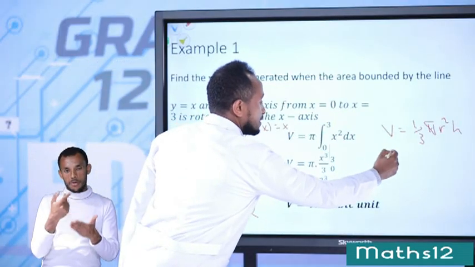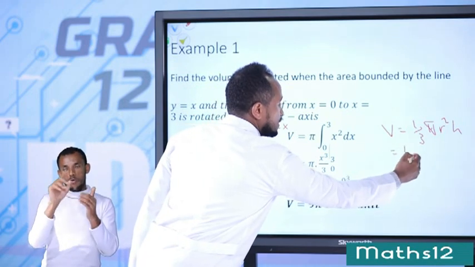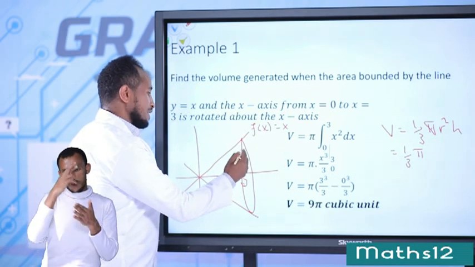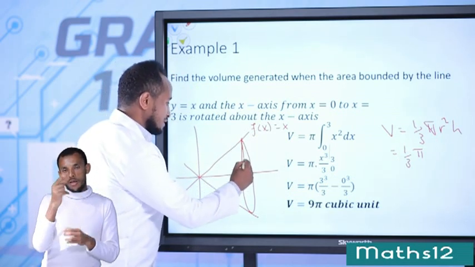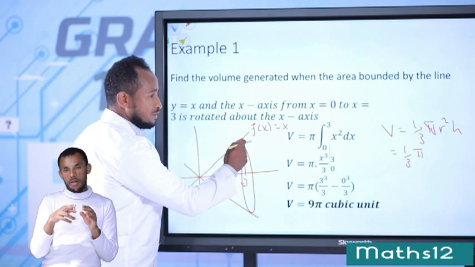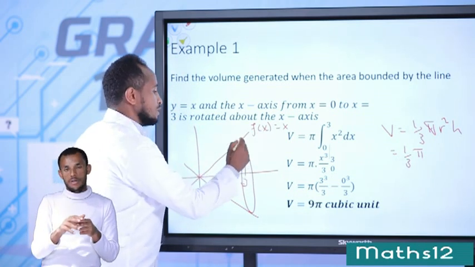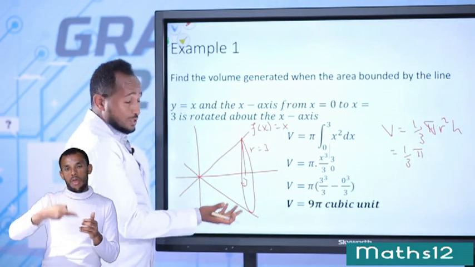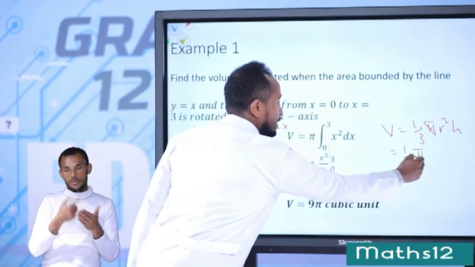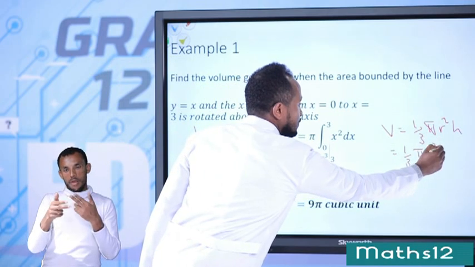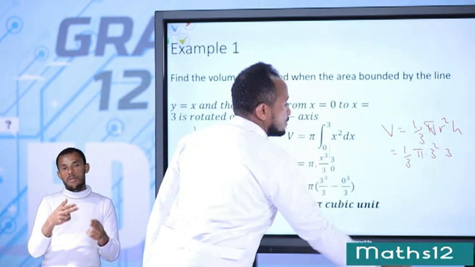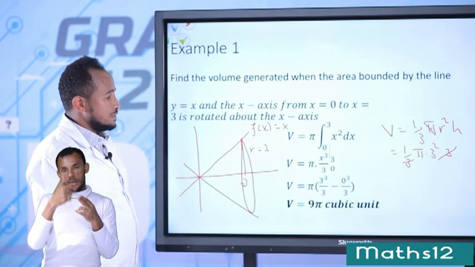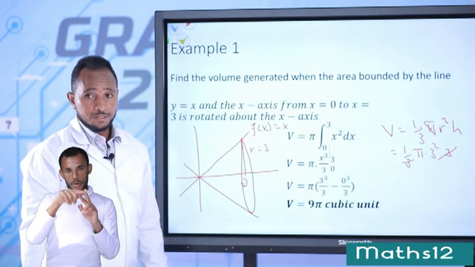So the volume is equal to 1 over 3 times pi times the radius. In this case, the radius is this distance, it is f of 3. F of 3 is 3. So the radius is 3, and the height is this distance, 3. Therefore, this is 1 over 3 times pi times 3 squared times 3. Therefore, 3 by 3 cancel. 3 squared is 9, 9 times pi is 9 pi. So we have got the same answer.